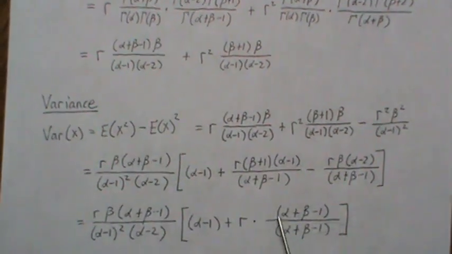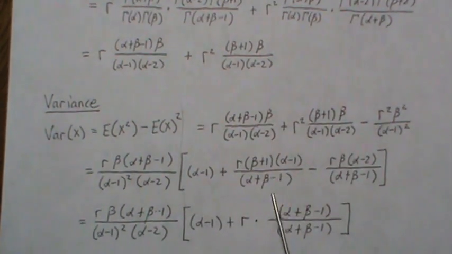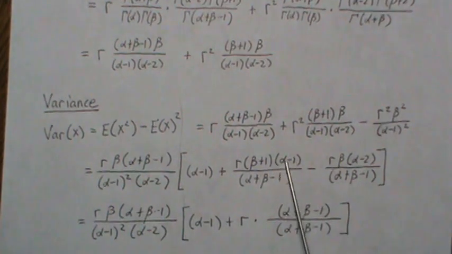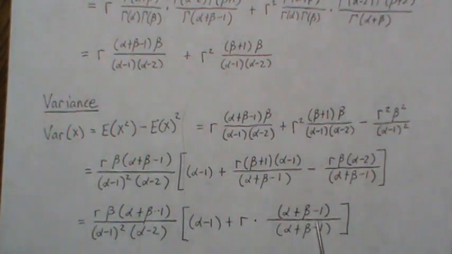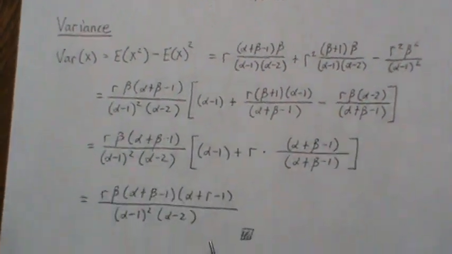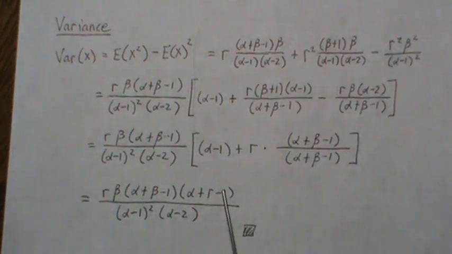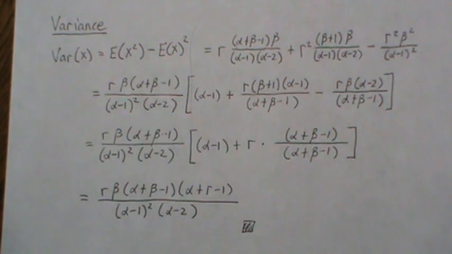Now, let's simplify. So we have the same denominator. Then when we subtract those, we end up with r times, because an r is a constant in both terms, factored out. And then this ends up just being 1, alpha plus beta minus 1 over alpha plus beta minus 1. So then we're left with 1 times r, which is r. So this times that, which is what this term is. And so that's the variance of a beta negative binomial distribution.